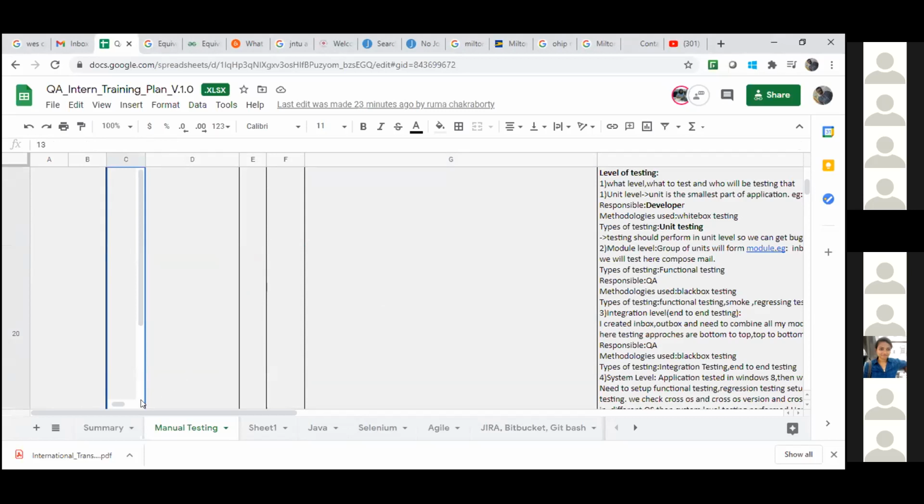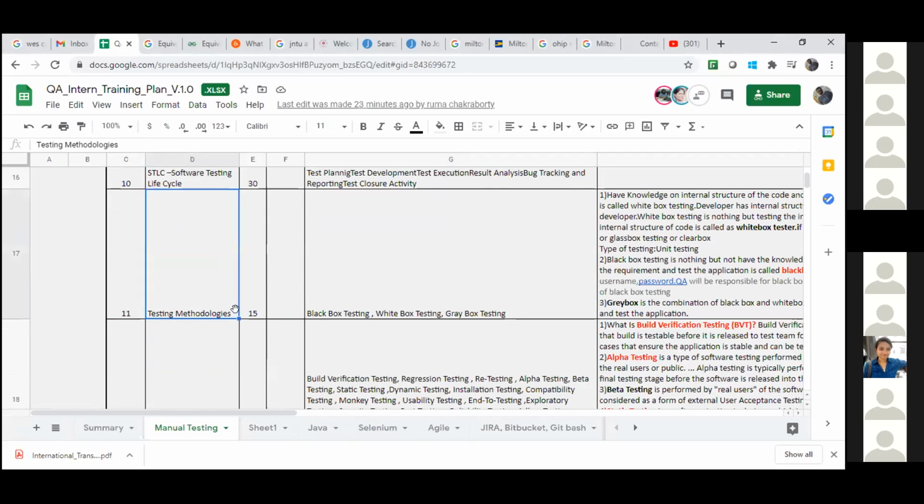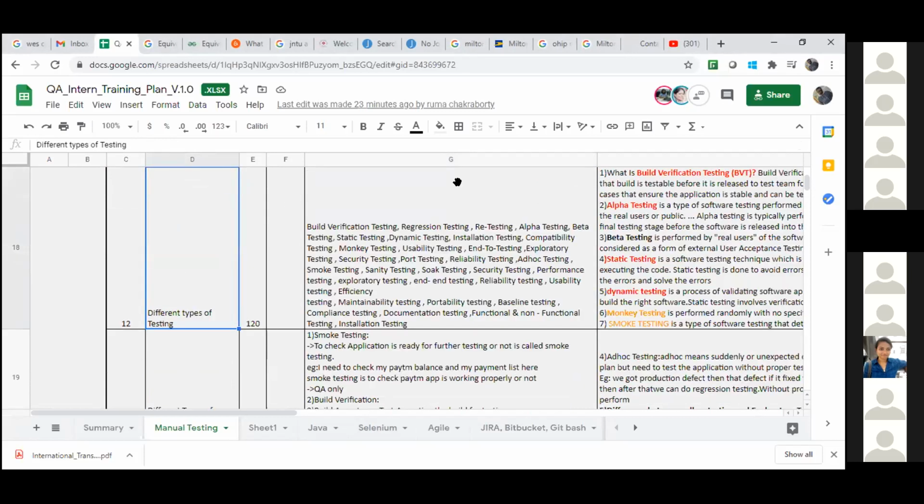So guys, I still see there are a few gaps in understanding the different types of testing. In this particular cell, you need to understand all the different categories: maintainability, portability, baseline, compliance. Yes, this is really important. If you don't know this, see the basic things we have covered: build verification testing, regression testing, retesting, alpha testing, beta testing, static, dynamic, installation. I didn't talk about it, but till here we have discussed compatibility testing, monkey testing, usability, end-to-end, exploratory, security testing, port testing. You guys need to take these particular topics, form a group, and start sharing the knowledge. So reliability testing, as per my understanding, is this.